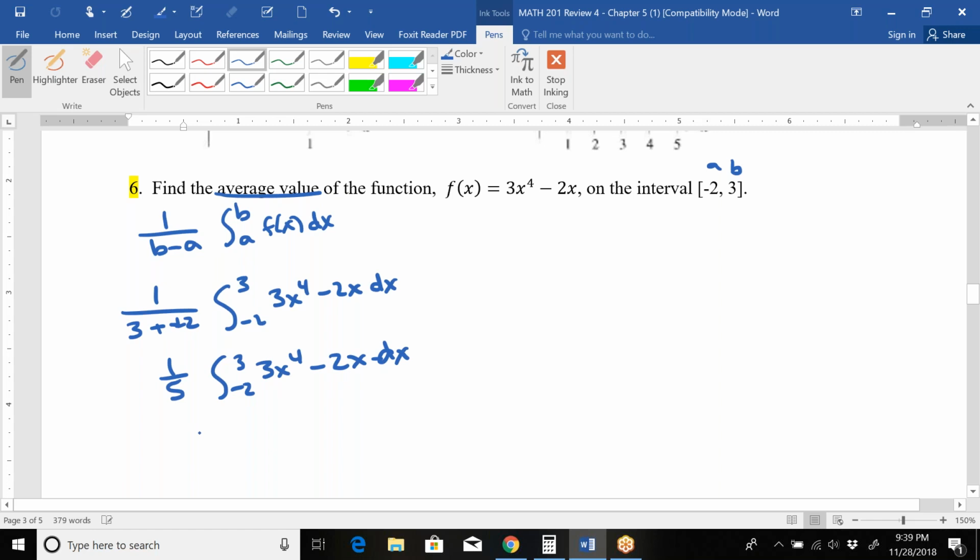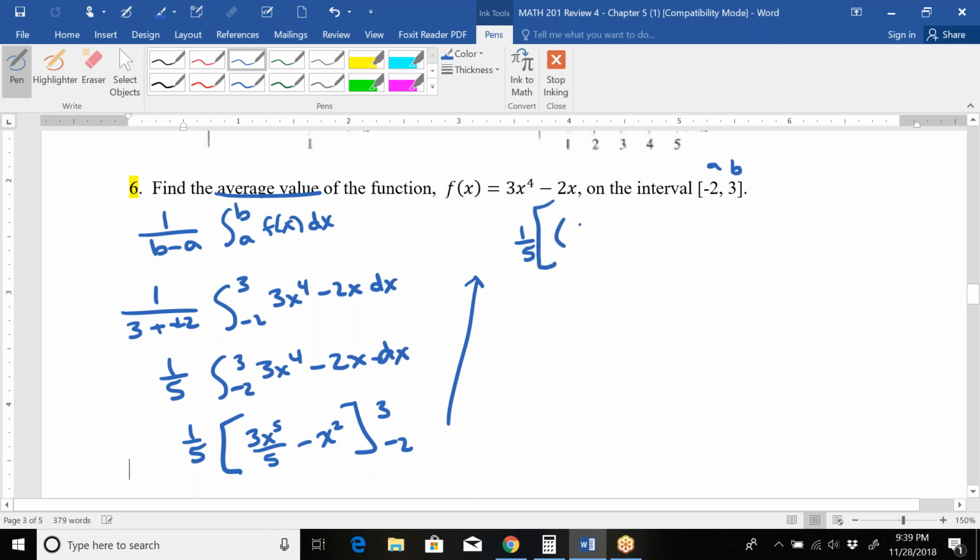These are both just polynomial terms, so we can do the antiderivative normally. So we just want to keep that 1/5 out front. So that would be 3x to the 5th over 5 minus 2x squared over 2. So that's just going to be x squared. And we have to evaluate that at 3 and then minus what we get when we evaluate it at -2. So I'm going to work that out up here. So this is 1/5, big bracket, parentheses, 3 to the 5th over 5 minus 3 squared, minus 3 times -2 to the 5th over 5 minus -2 squared.